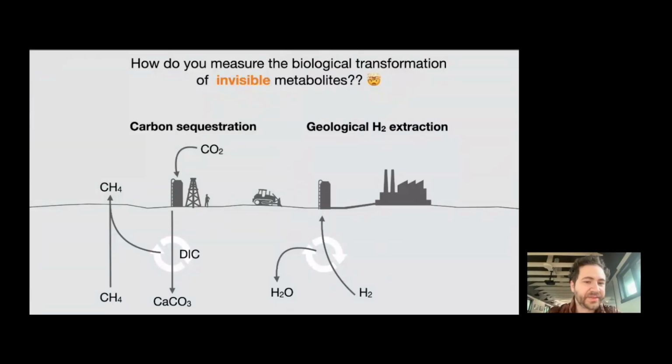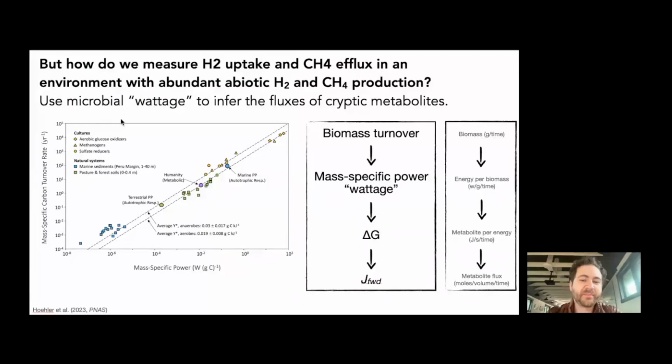And so we thought that perhaps we could use our biomass turnover rates to get at this. And so we use this concept of microbial wattage to infer the fluxes of cryptic metabolites. And we're able to do this because of some foundational work by Tori Holer, who is a collaborator on this project, who showed in his 2023 paper that the carbon turnover rates of cells, shown on the y-axis, and their mass-specific power, or the amount of energy that they are using to conduct their metabolism, are linearly related across many orders of magnitude.